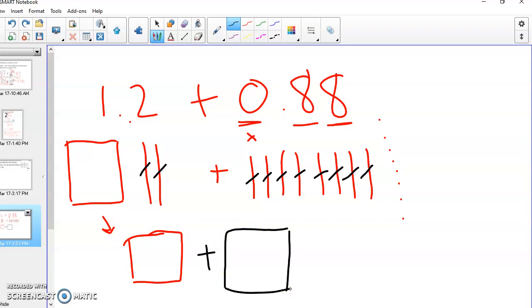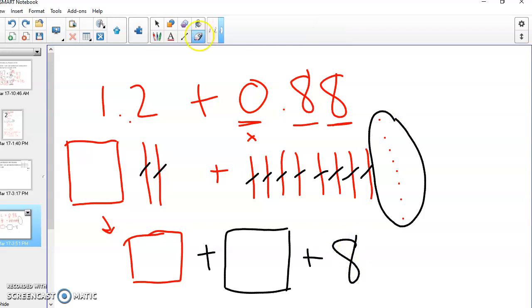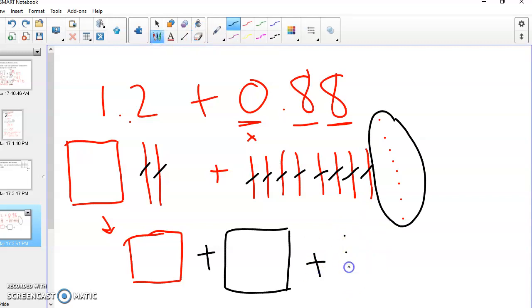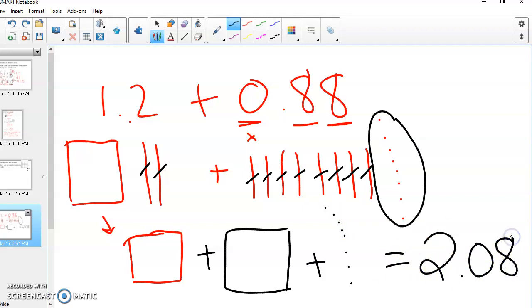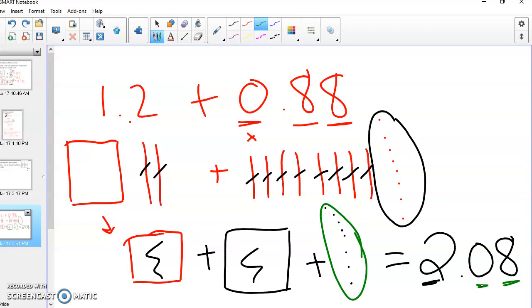Do we have any tenths left? Nope, no tenths, I believe. So now we have the leftover amount, which is hundredths, there's 8 left over. 1, 2, 3, 4, 5, 6, 7, 8. So the answer would be 2.08 because there's 2 wholes, okay, and then there's 8 hundredths. There wouldn't be any tenths because we don't have any sticks there.